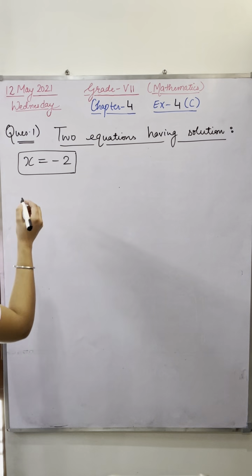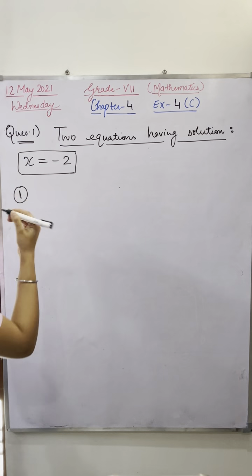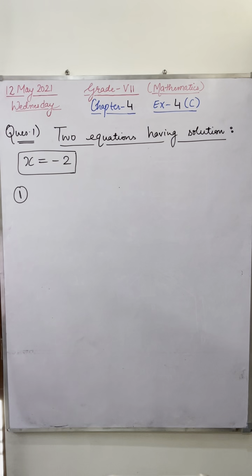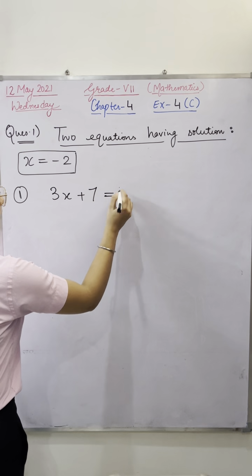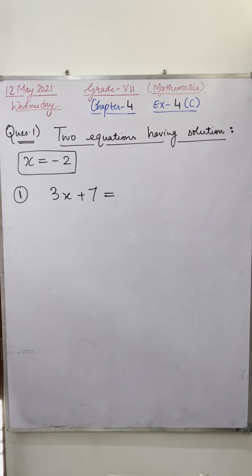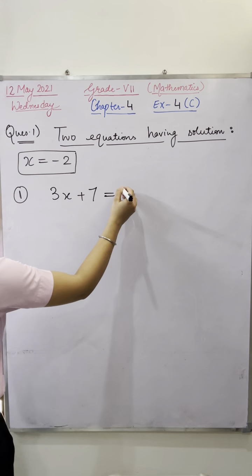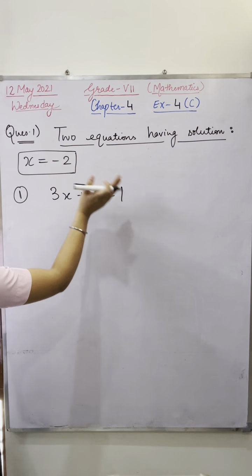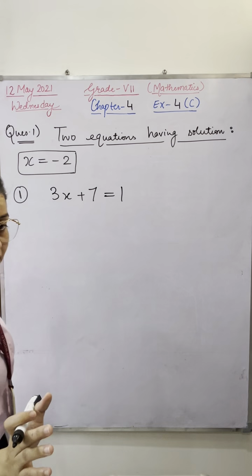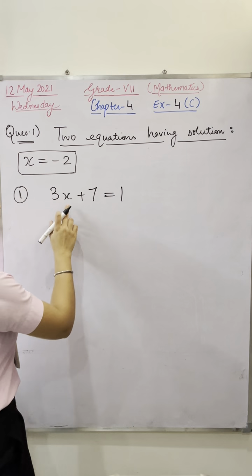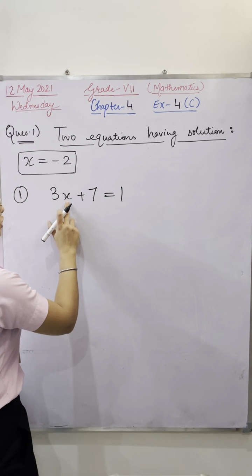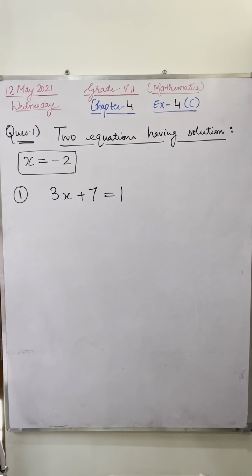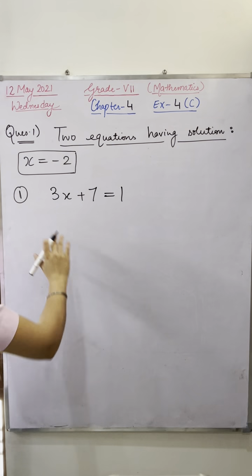Okay, suppose I am making one equation. That is 3x plus 7 is equal to 1. Suppose I made this equation. A linear equation is that equation which has only one variable, and the degree of that variable should be 1. Right? The highest power of that variable should be 1. So this is the equation.